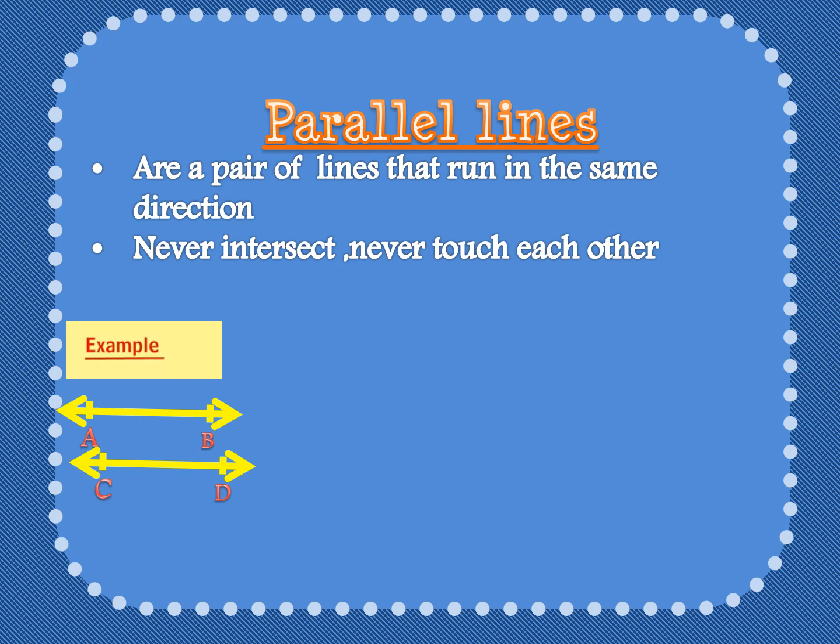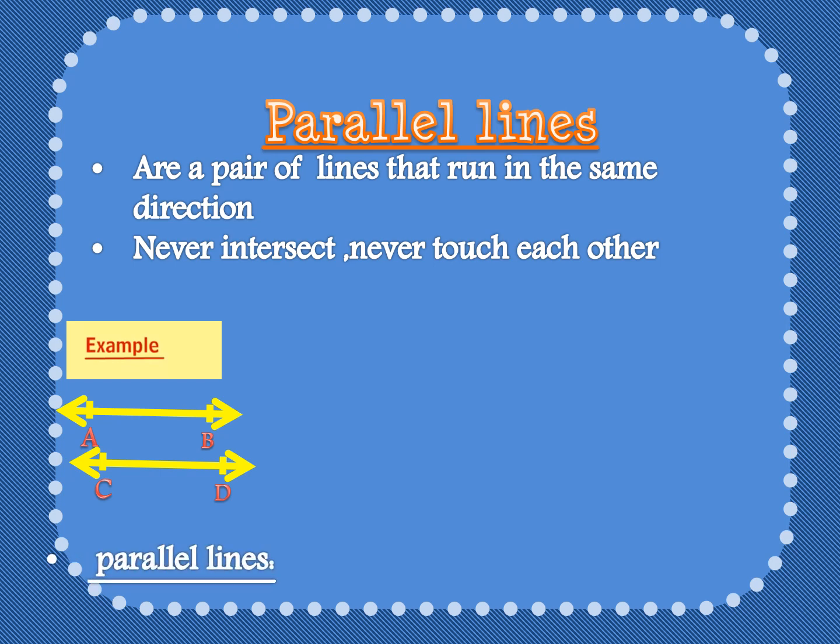Those two lines, which are line AB and the other line CD, look exactly like the equal symbol. This is exactly parallel lines. So those two lines together will be called parallel lines, because those two lines never intersect, never meet, never cut each other.